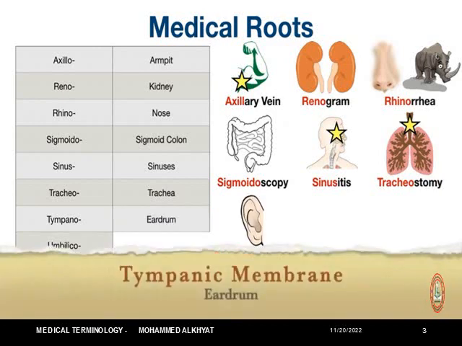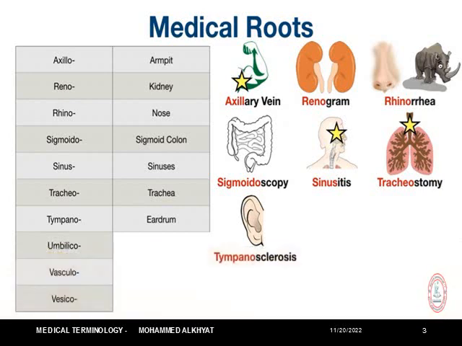The medical term for eardrum is actually tympanic membrane, so this could help you remember that the root tympano pertains to the eardrum. Another example is tympanosclerosis, which is the calcification and hardening of tissue in the eardrum.